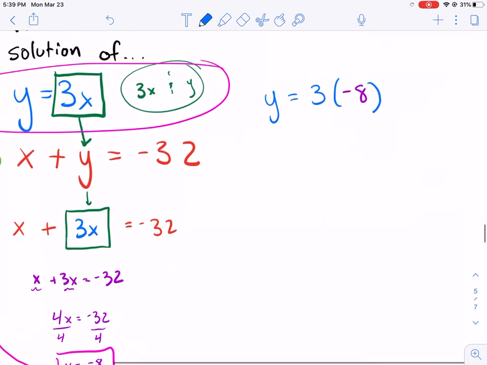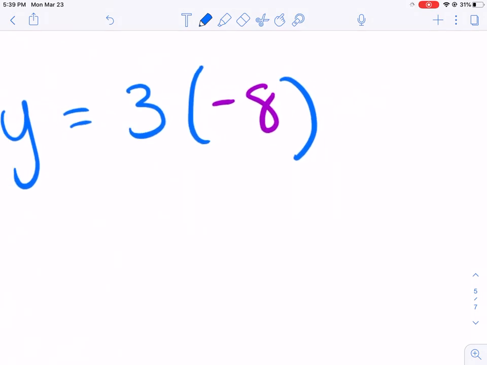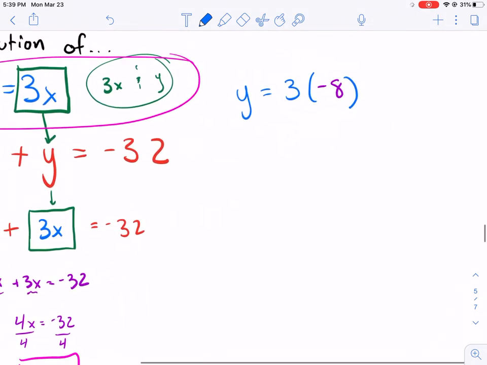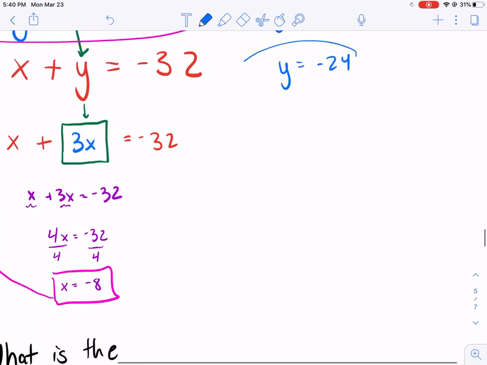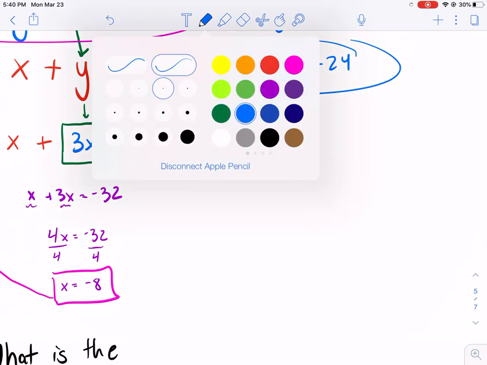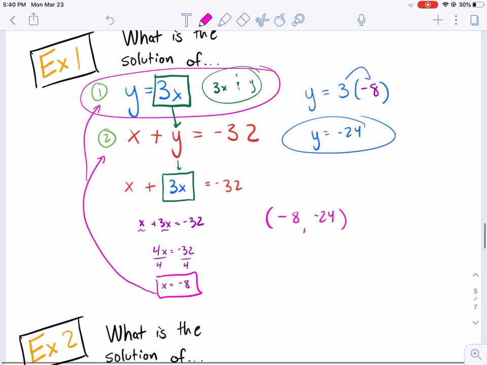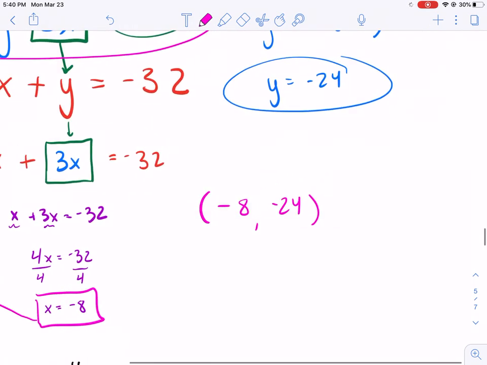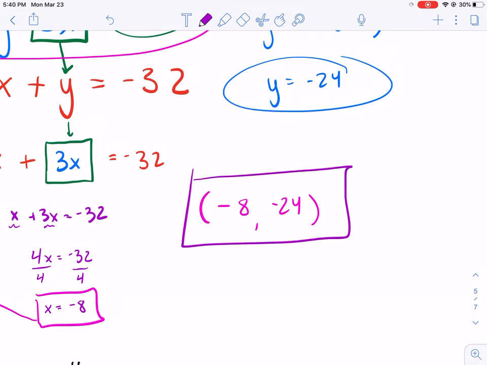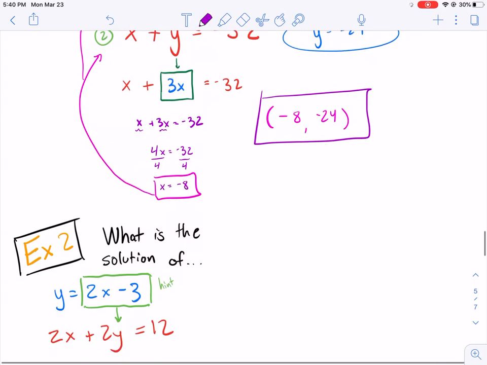So I plugged in the value. Instead of writing x, I wrote negative 8 because we found the known value of x. So now I'm just going to multiply. 3 times negative 8 is negative 24. Now, what does this mean? Let's put it into the context of the problem. The solution to a system is where the values of x and y satisfy both equations, okay? So it is a location. It is the intersection of two lines. So this is our solution, okay?